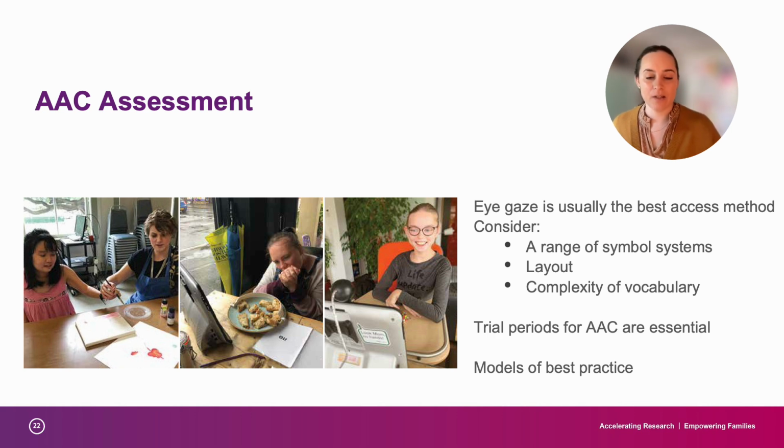Consider the layout that you believe the individual would best benefit from. So you're thinking about the size and the number of symbols on the screen. Maybe the layout has high contrast symbols because the individual's been determined to have a cortical visual impairment. Just taking all of those aspects of complexity in the screen or on the display into consideration during your assessment. Trial periods are essential.